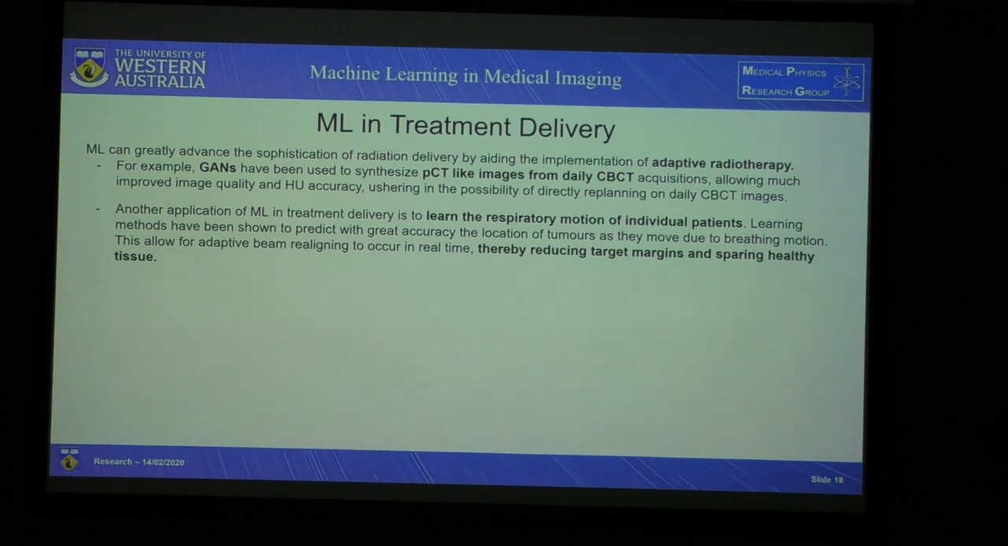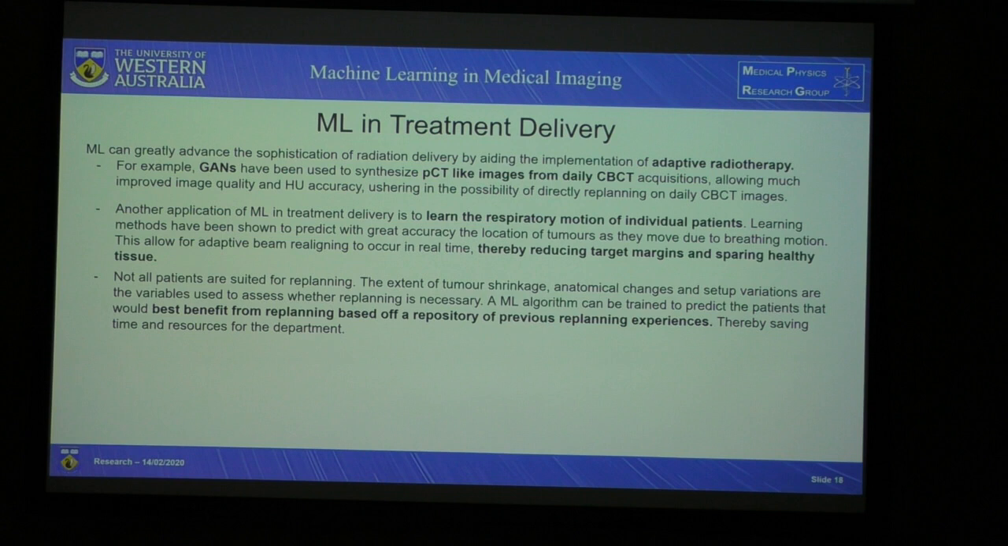This will allow for an adaptive beam realignment to occur in real time and thereby reduce the target margins and spare healthy tissues. Not all patients are suited for replanning. The extent of tumor shrinkage and anatomical changes, as well as setup variations, are the variables that are used to assess whether replanning is necessary.